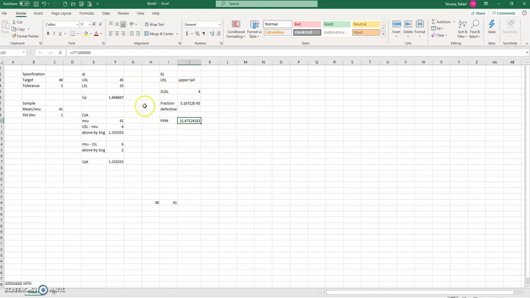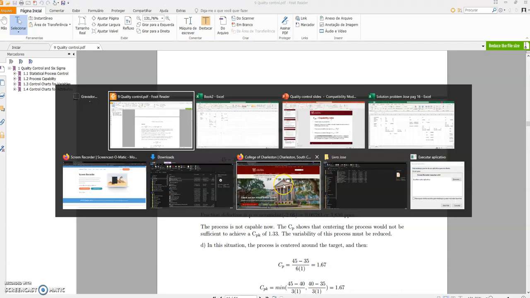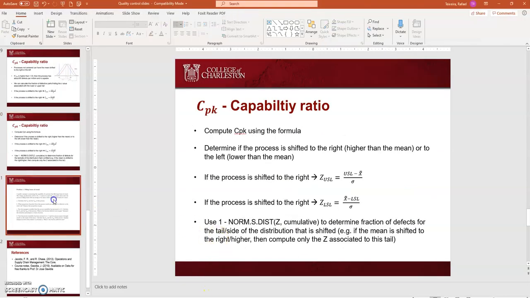According to this, the process is having 31 defective parts per million. Let's take a look at the results. Since the mean is shifted, we get 31 parts per million. So we solved problem 2. Let's take a look at problem 3.